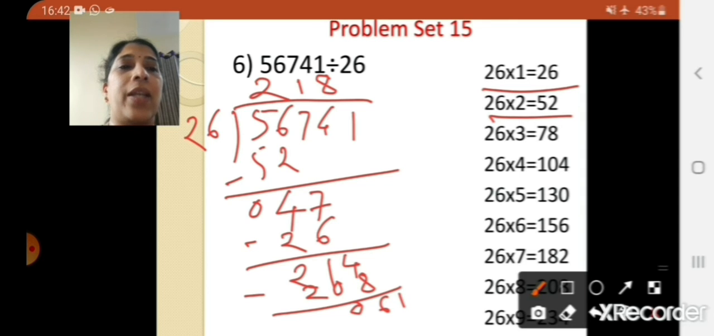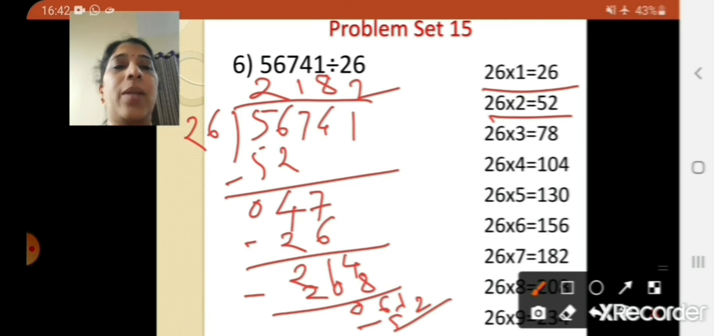Now 61. So 26 twos are you can take. So 26 twos are 52. Right? So now 1 minus 2 you cannot do, so you are going to borrow 1 from the 6. Right? So 11 minus 2 will be 9. And 5 minus 5 will be 0.